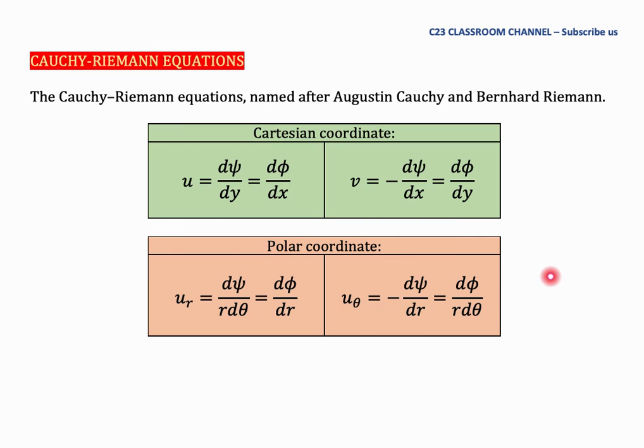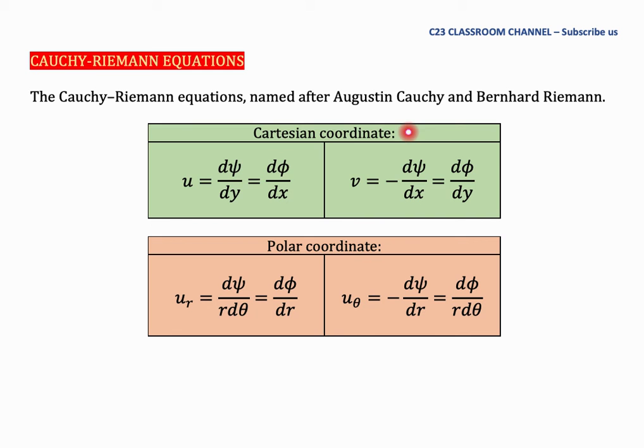And this is the very important part. We call it the Cauchy-Riemann equations. The Cauchy-Riemann equations are named after Augustin Cauchy and Bernard Riemann. So it is actually the compilation of all equations that we get from the relationship between u and psi and u and phi, and also v and psi and v and phi. So it can be concluded as this table.